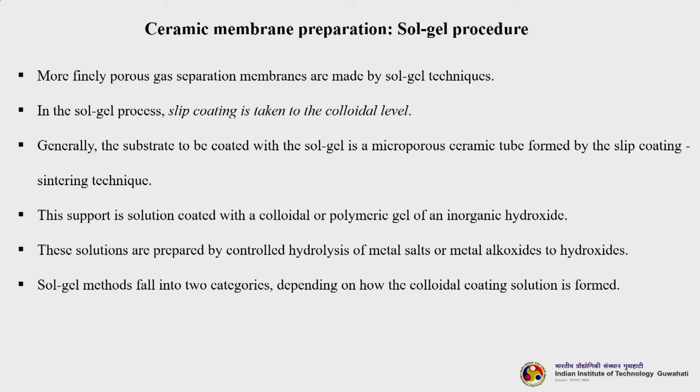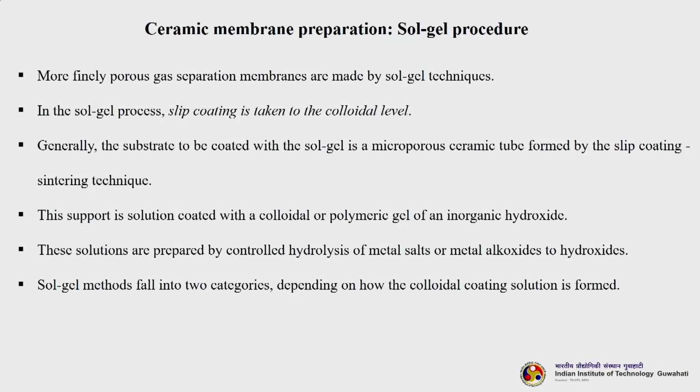So, let us understand how the ceramic membrane can be prepared by sol gel process. We have already discussed in today's class also. So, we just quickly again go through this sol gel process for preparing ceramic membranes. So, for finely porous gas separation membranes, sol gel technique is actually used. Initially slip coating is taken to the colloidal level, then the usual sol gel process starts. Generally the substrate to be coated with a sol gel is a microporous ceramic tube formed by the slip coating sintering technology. That means, here the sol gel process is one of the finishing process.